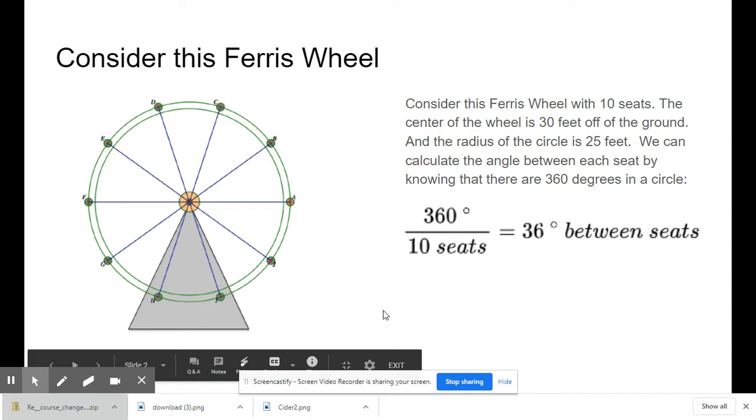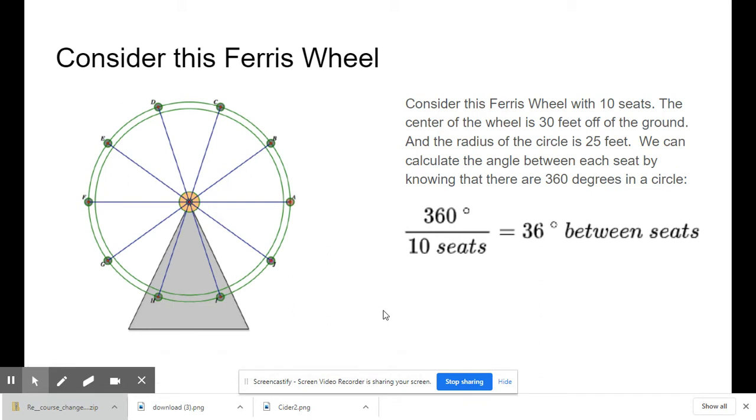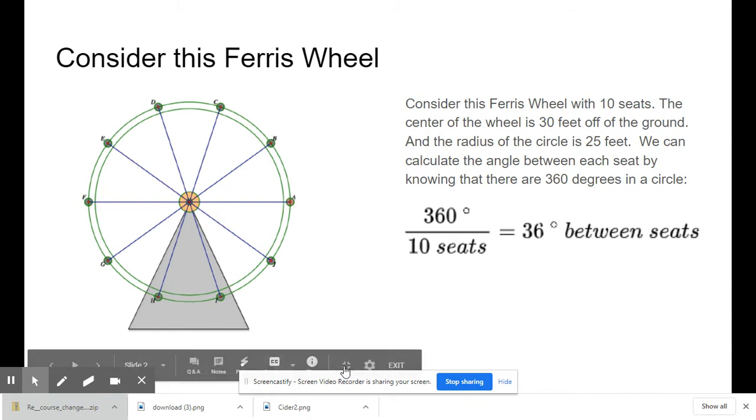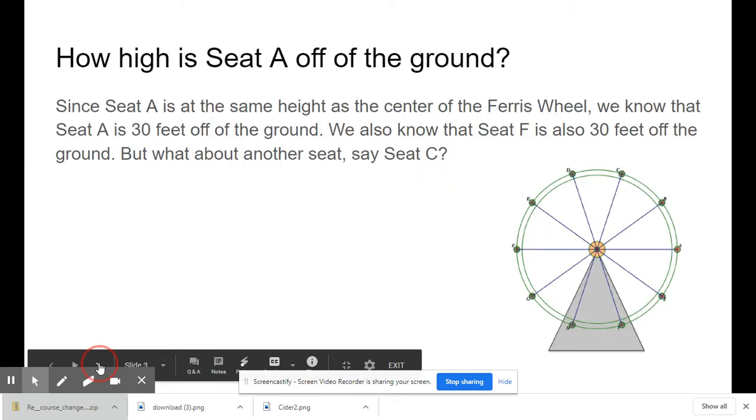It has 10 seats. The center of the wheel is 30 feet off the ground, and the radius of the wheel in the circle is 25 feet. We can calculate the angle between each seat because we know that there are 360 degrees in a circle. So 360 degrees divided by 10 seats means that the angle between each seat is 36 degrees.